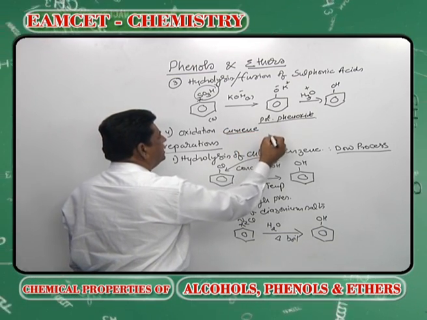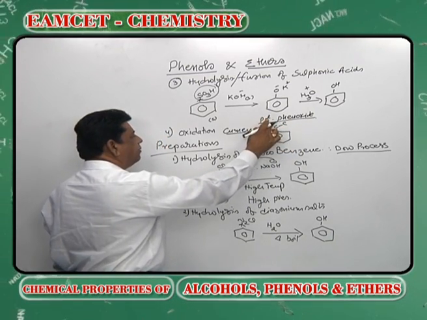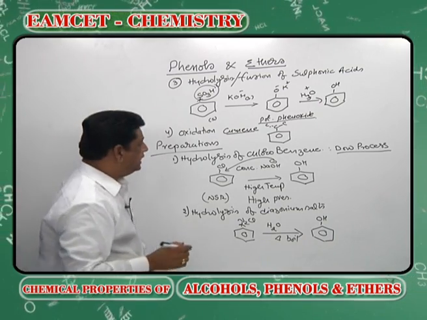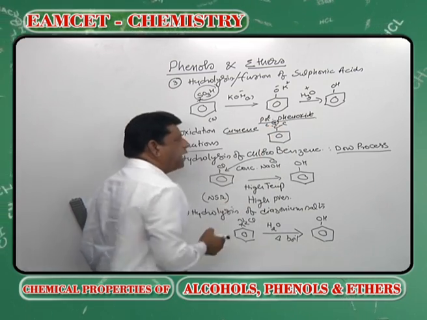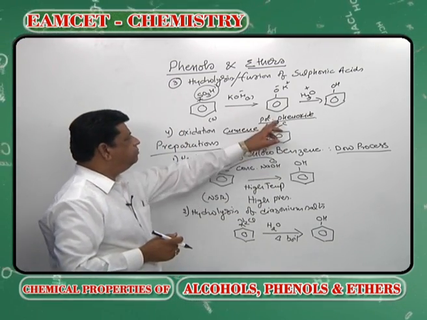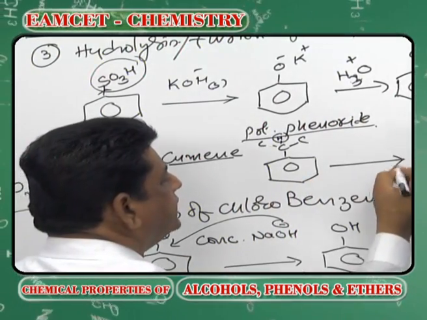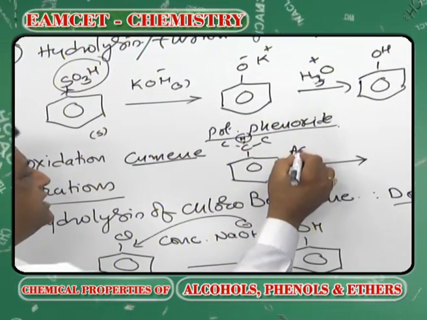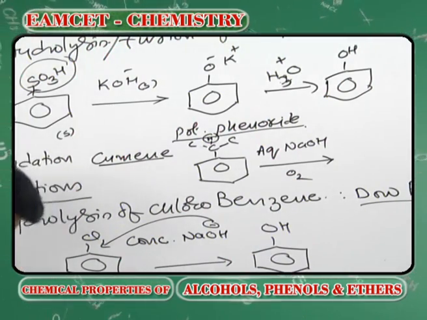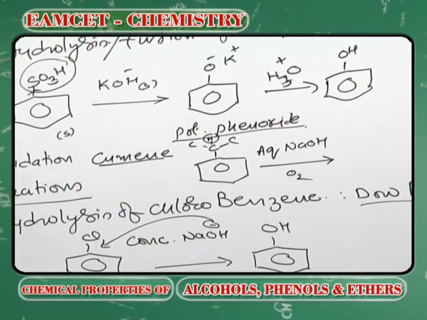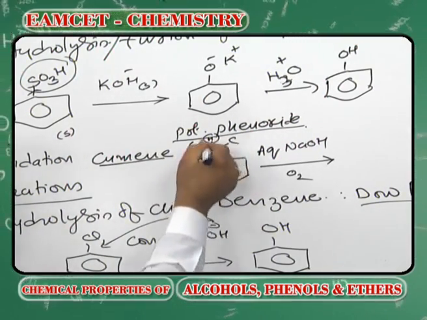Cumene is a benzene containing an isopropyl group, 3 carbons, with the middle carbon attached to the benzene; it is called isopropyl benzene. In isopropyl benzene, the hydrogen in the center is a very reactive hydrogen, it is tertiary and benzylic, attached to the benzene. Therefore, it is easily oxidizable in an aqueous NaOH medium. Send oxygen or atmospheric air, pass the air through the alkaline solution of the cumene. Cumene is nothing but isopropyl benzene.